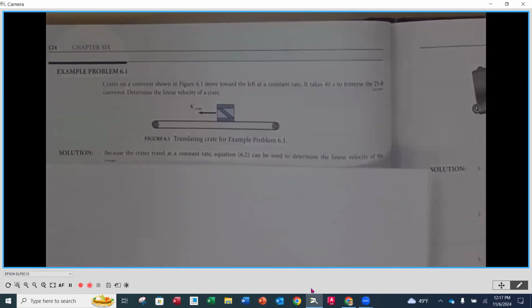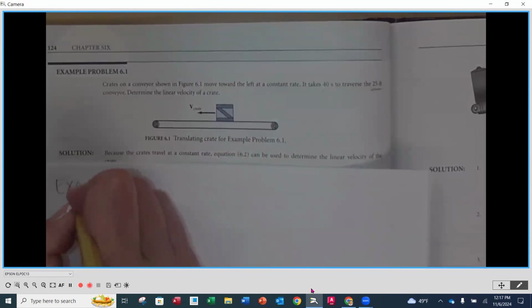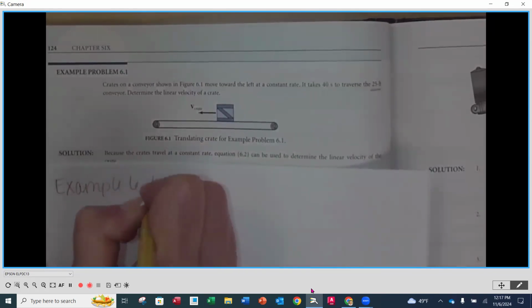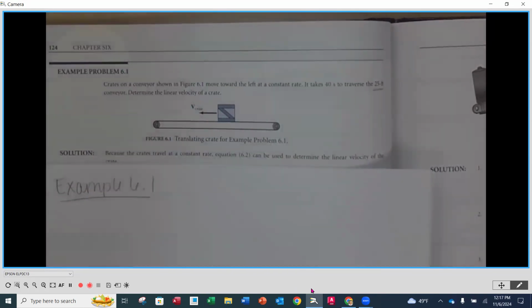Now, for this example, because the illustration is there and we're not going to need it to do any calculations, all we're going to be writing here is the work, the calculations themselves. You don't need to draw a diagram for this. So we're just going to label this example 6.1.